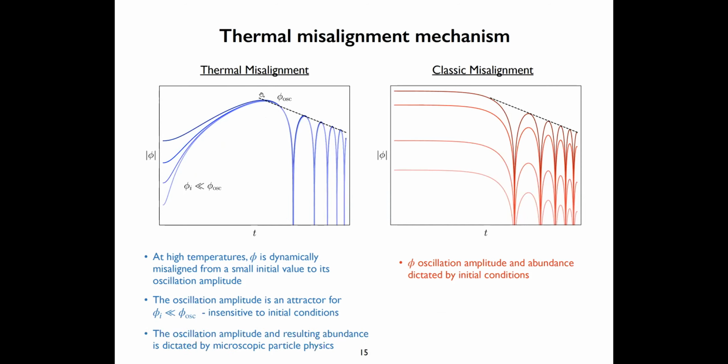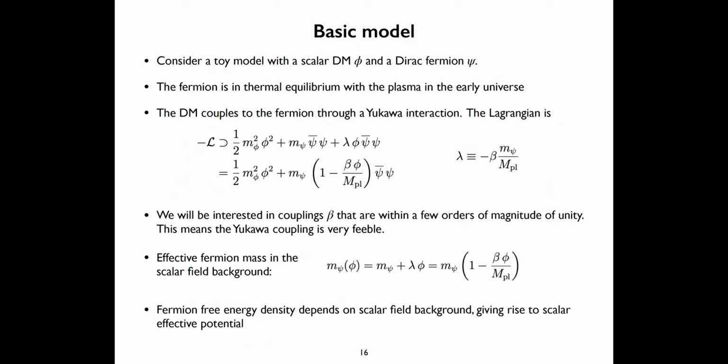Finally, the main thing I want to point out is that the oscillation amplitude and the resulting abundance is connected very tightly to the Lagrangian parameters, the microscopic particle physics. So you can make predictions for the relic density. The same couplings that you might use to probe the model with various different experiments or observations can then be compared to the relic density prediction. So it's somehow analogous, maybe, for example, to the WIMP case. Okay, and we'll see that a little bit later when we study a specific model. Okay, so that's the broad overview.